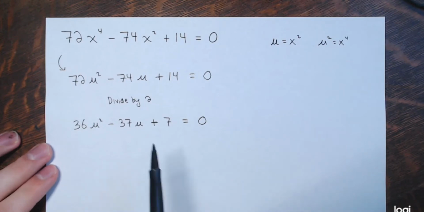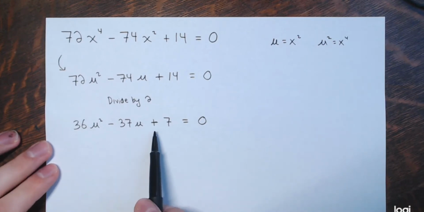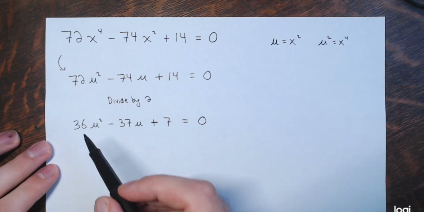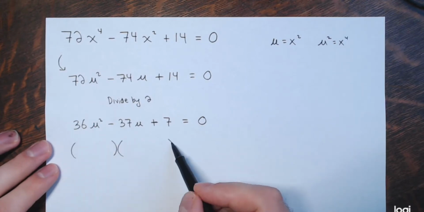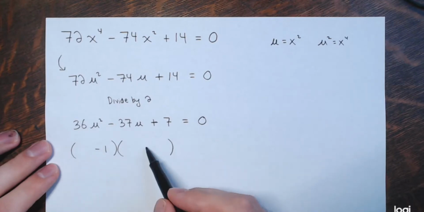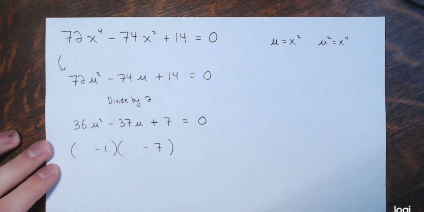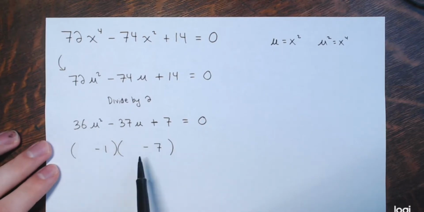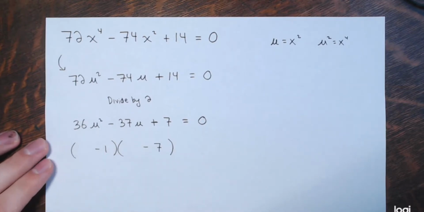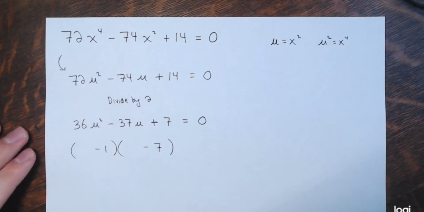Now let me see if this is factorable. I'm going to do some guessing and checking here. I'd have to have a negative 1 and a negative 7, because I need to add up to a negative middle term and have a positive 7 in the last term. Now 36, I could break up to 36 and 1 u, but that won't cut it.